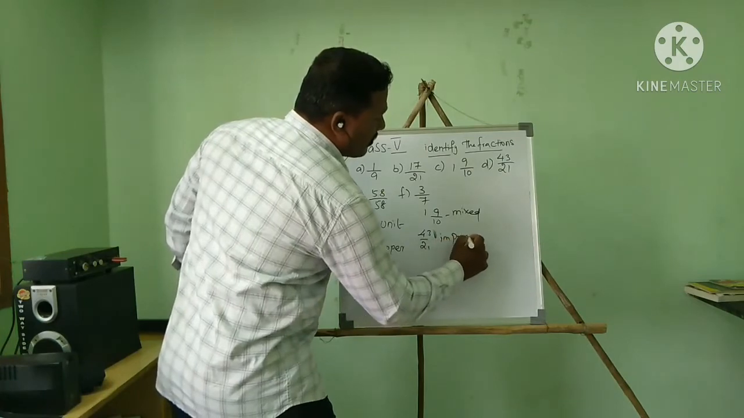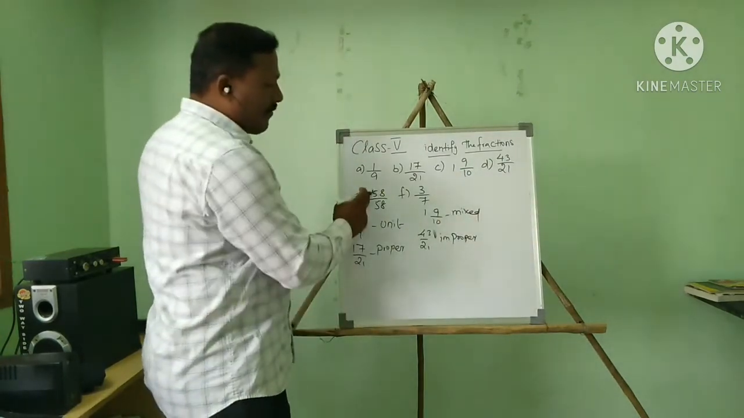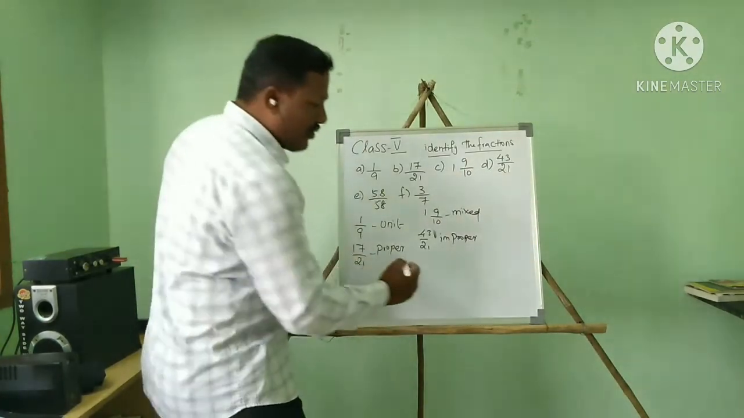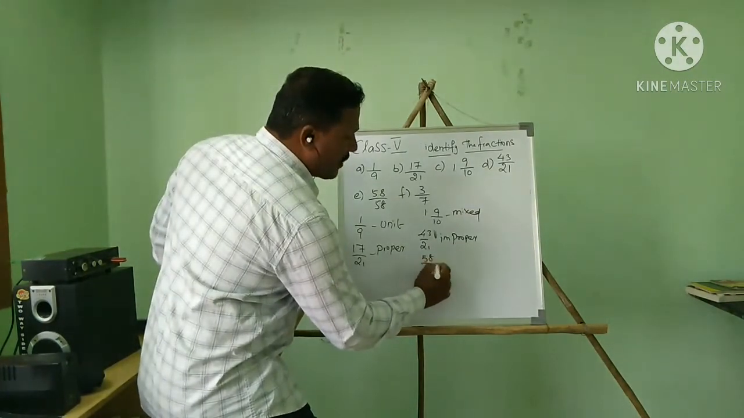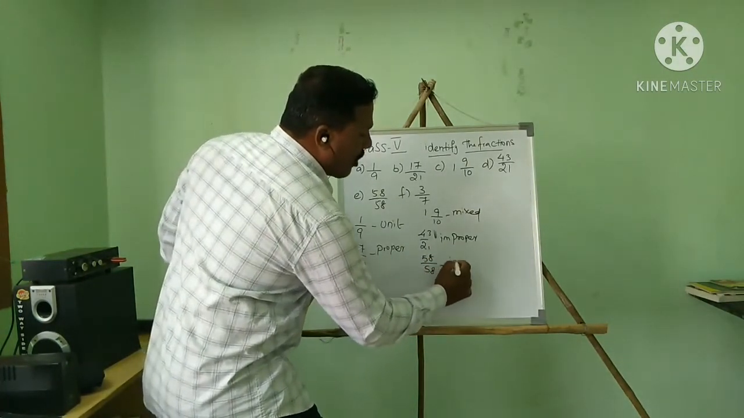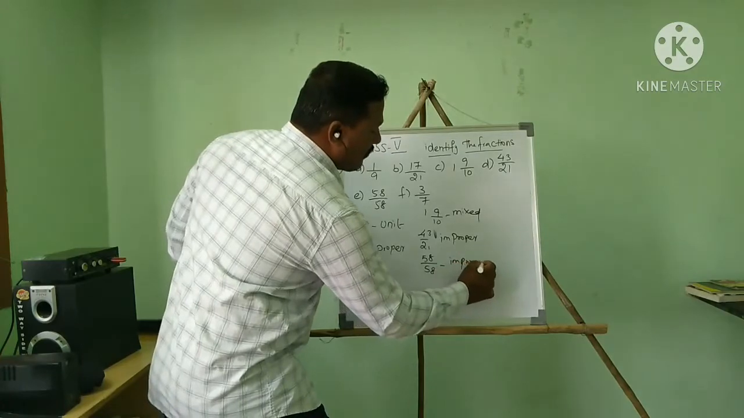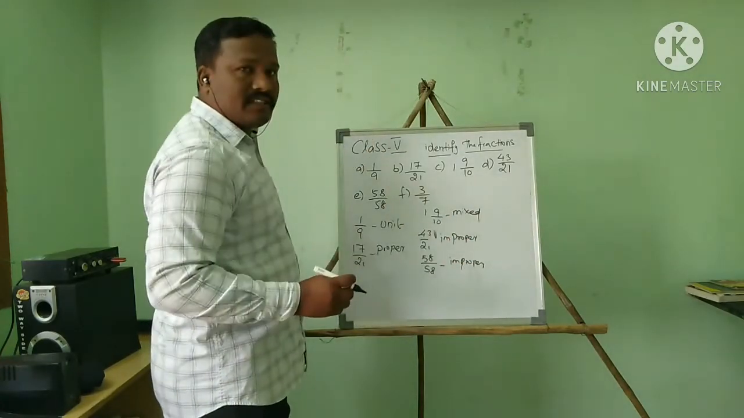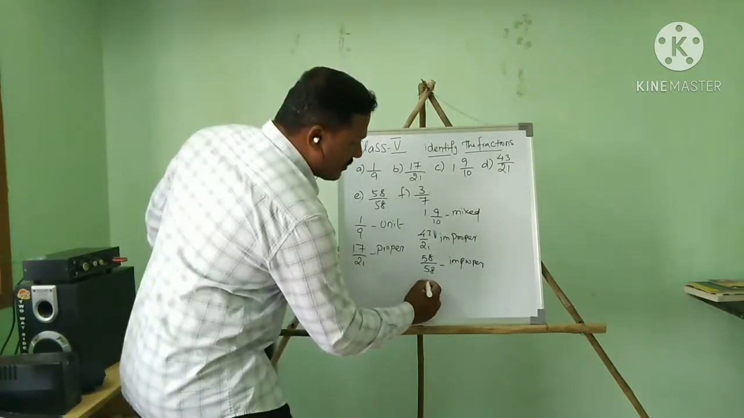Improper. Then 58 by 58 is also improper. 3 by 7, this is also an improper fraction. Because why?